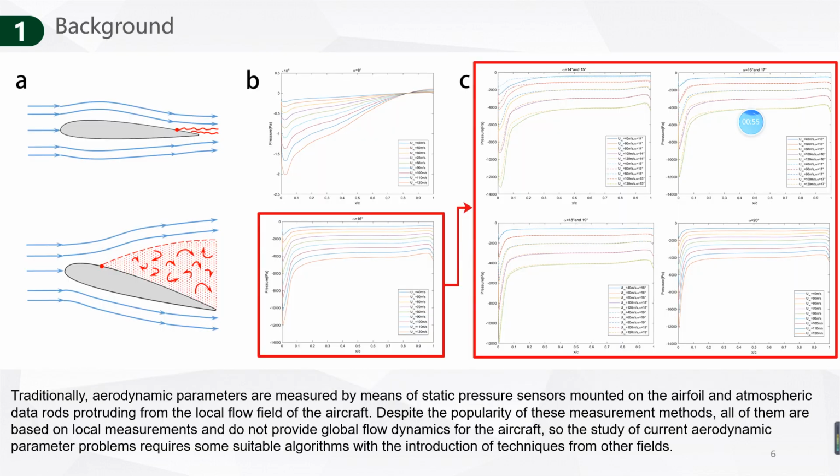So traditionally, the aerodynamics parameters are measured by some pressure sensors that attach on the surface of the airfoil. And the defect is that they normally do not provide global flow dynamics for the aircraft. So we hope to bring some suitable algorithm with the introduction of techniques from other fields.